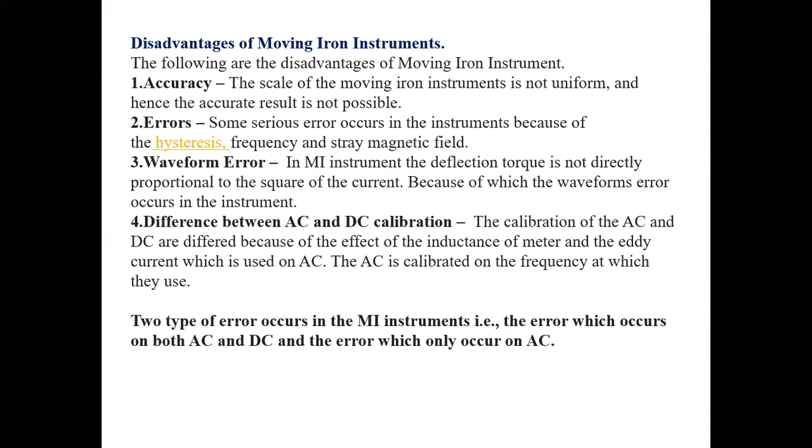The difference between AC and DC calibration: the calibrations of AC and DC differ because of the effect of the inductance of the meter and the eddy current, which occur on AC. The AC is calibrated at the frequency at which it will be used. There are two types of errors in the MI instrument: errors which occur on both AC and DC, and errors which occur only on the AC system.